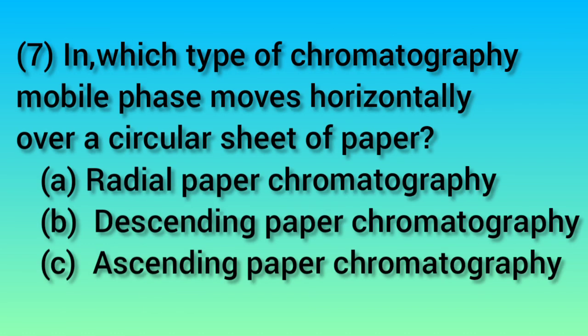So let's move on to our seventh question. The seventh question is, in which type of chromatography does the mobile phase move horizontally over a circular sheet of paper? The options are option A, radial paper chromatography, option B, descending paper chromatography, and option C, ascending paper chromatography. So the answer is option A, radial paper chromatography.